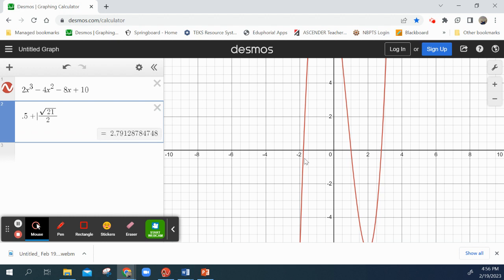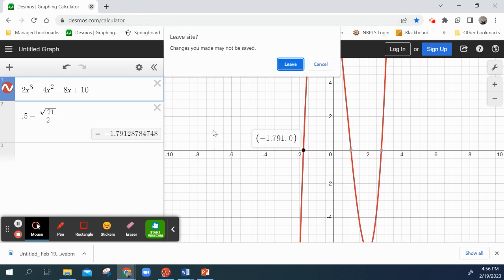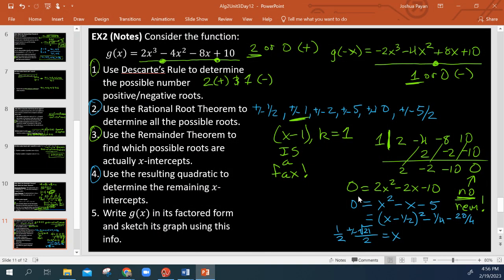well, I have 2.79, and guess what I have over here? 2.79. And if I change that to a minus, there it is, negative 1.79. So I did not make a mistake. I guess I made a mistake when I made up this problem. But anyway, the point is, those are going to be my x-intercepts. There was only one rational root in this case, right? But all the same, this is how it comes together.